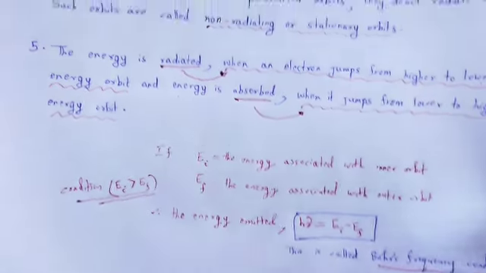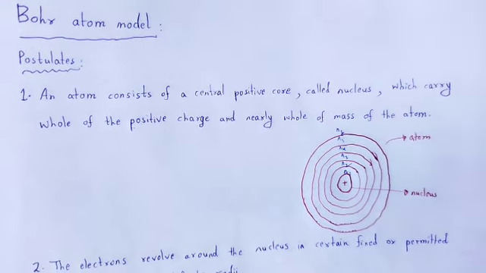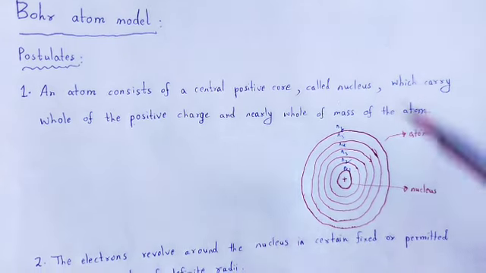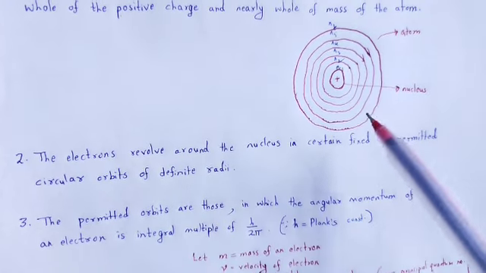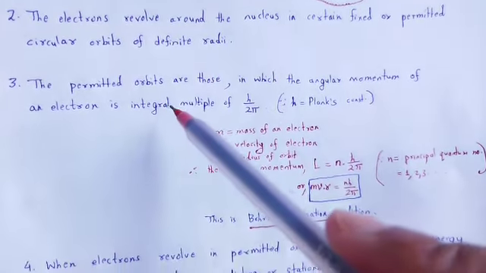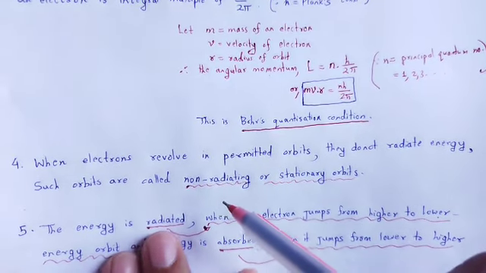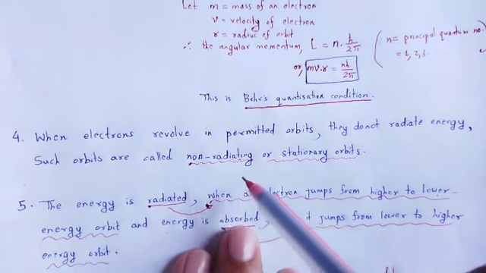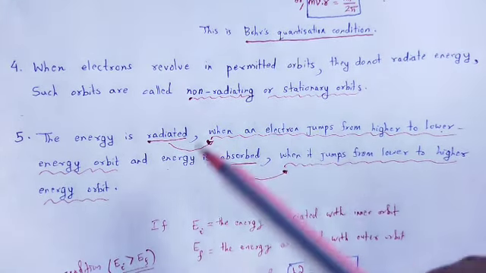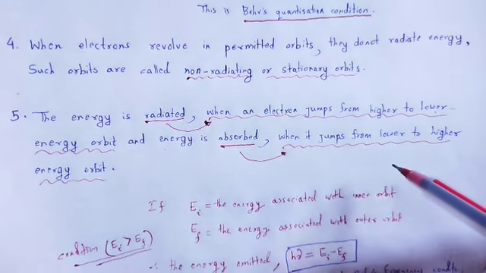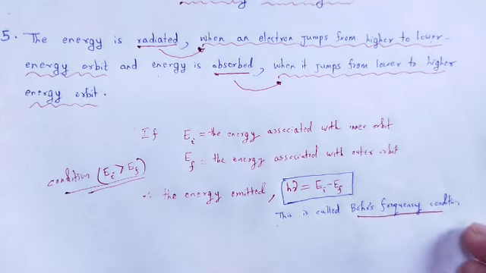So, with the help of this video lecture, we understood Bohr's atomic model and its postulates. The first postulate clarifies what the nucleus is and its properties, then how electrons revolve around the nucleus, then the nature of these permitted orbits, expressed by Bohr's quantization condition. Since these orbits do not radiate energy, we call them non-radiating or stationary orbits. If they radiate energy, how do they do so? When an electron jumps from a higher to a lower one, energy is radiated, and energy is absorbed when an electron jumps from a lower to a higher one. That expression is nothing but Bohr's frequency condition.